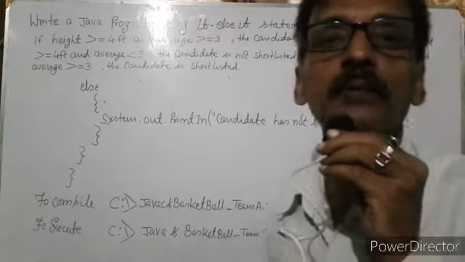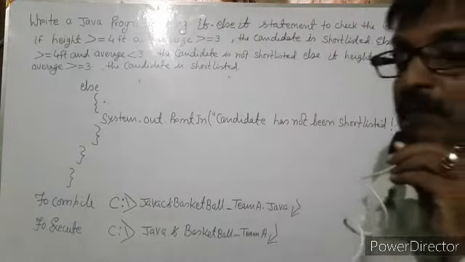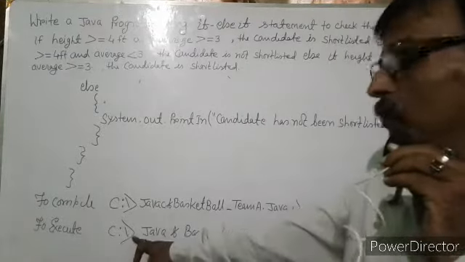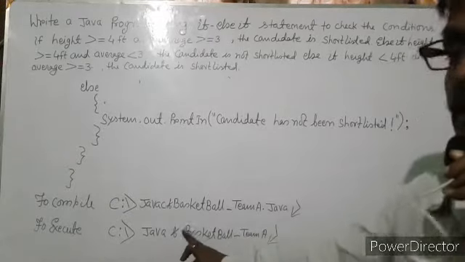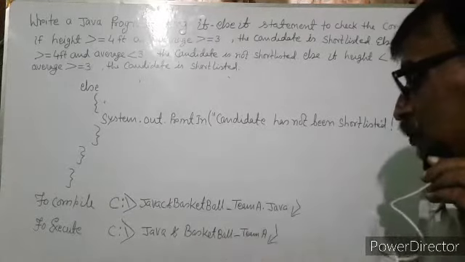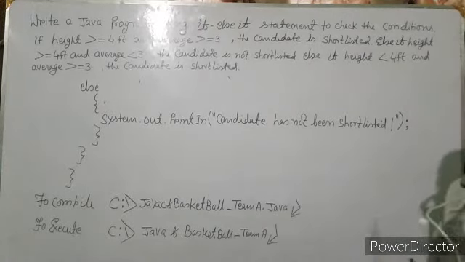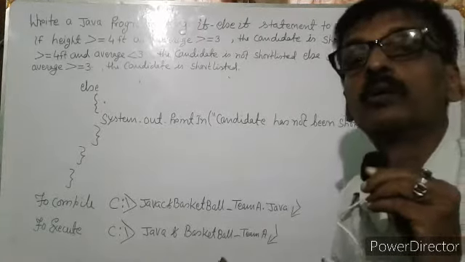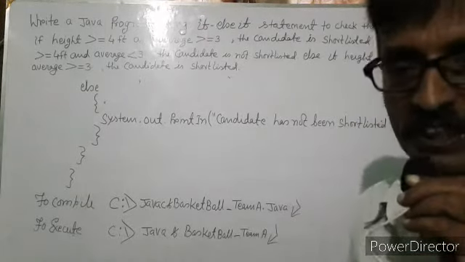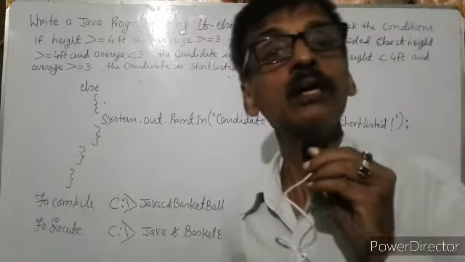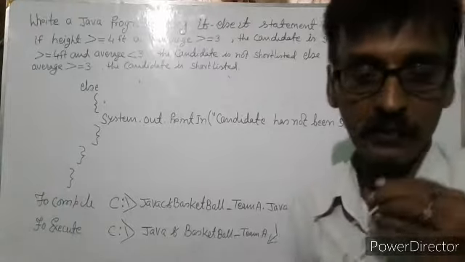Suppose our program became error free. In that case, we will execute the program. On the command prompt, we will type java space BasketballTeamA and press Enter. As soon as we press this, we will get the output on the board. So you should copy from the board.